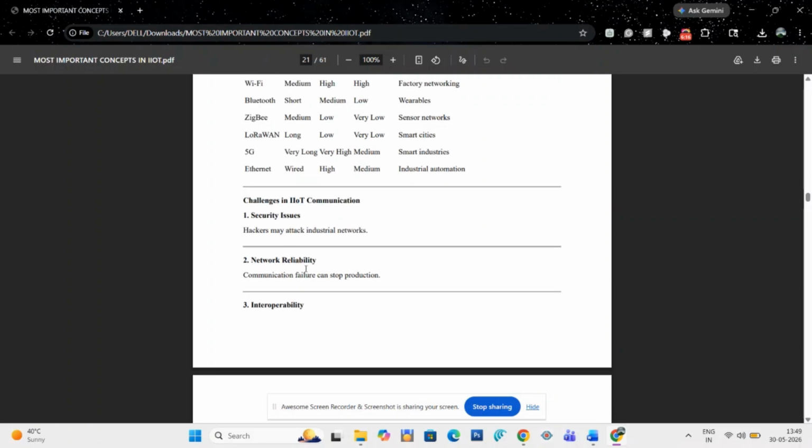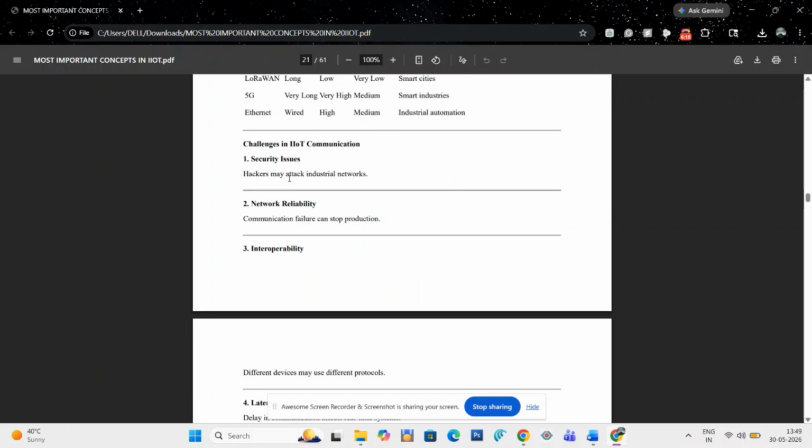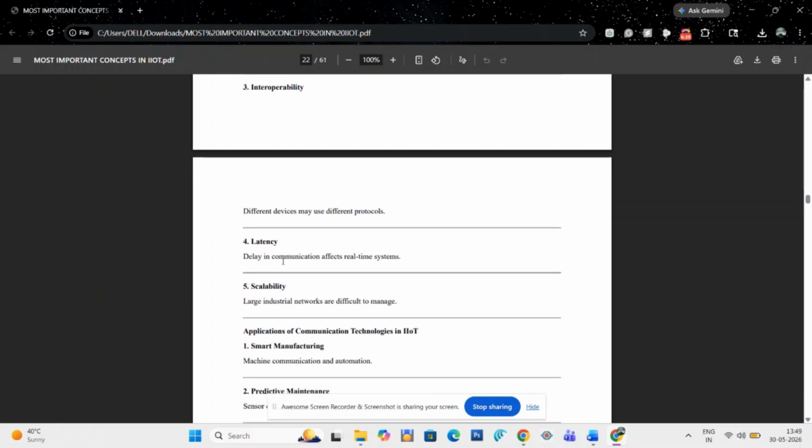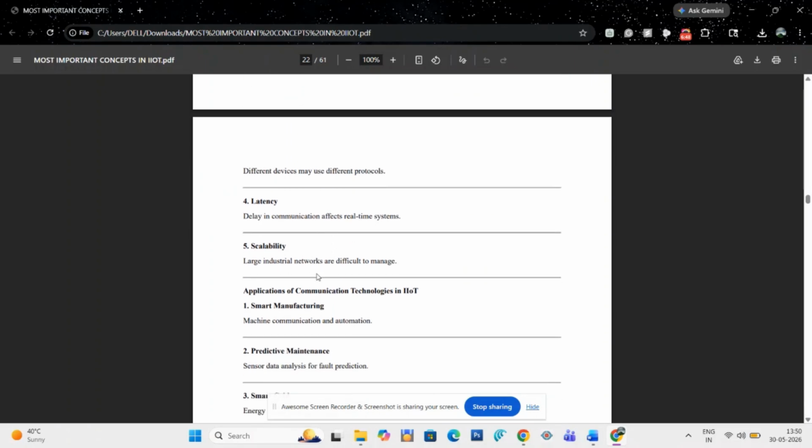So, challenges in IIoT communication. First is security issues, because hackers may attack industrial networks. Second is network reliability, in which communication failure can stop production. That's why it is challenging. Next is interoperability, in which different devices may use different protocols. Next is latency, in which delay in communication affects real-time systems. And next is scalability, in which large industrial networks are difficult to manage.